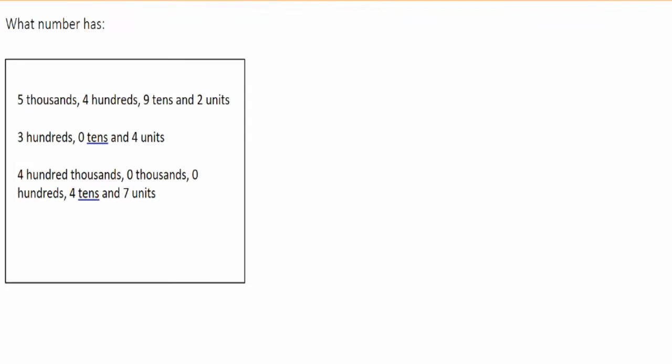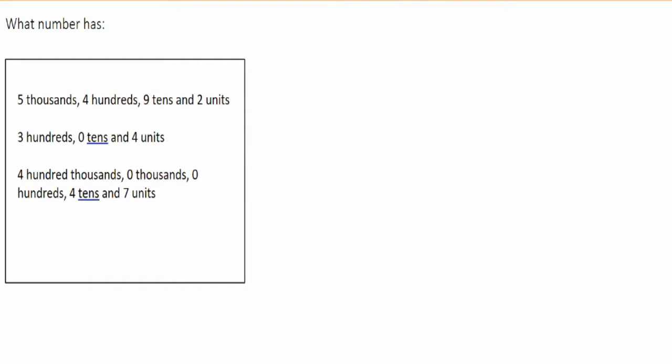Today we're going to be looking at what number has a certain amount of different place values. So, what number has 5 thousands, 4 hundreds, 9 tens, and 2 units? And I ask you, when it comes to place value, what is the most important thing to do? What is success criteria number 1, as you would learn in school?